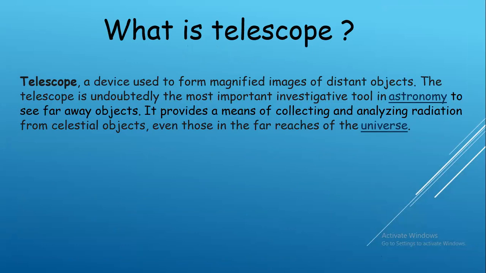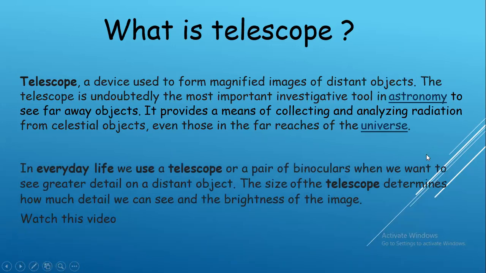With the help of the telescope, different modern telescopes have been developed, and we are able to study deep space. The Hubble telescope, sent into space, gives us images of different planets, even those very close to the sun. It provides a means of collecting and analyzing radiation from celestial objects, even those in the far reaches of the universe. In everyday life, we use a telescope or a pair of binoculars when we want to see greater detail on a distant object.